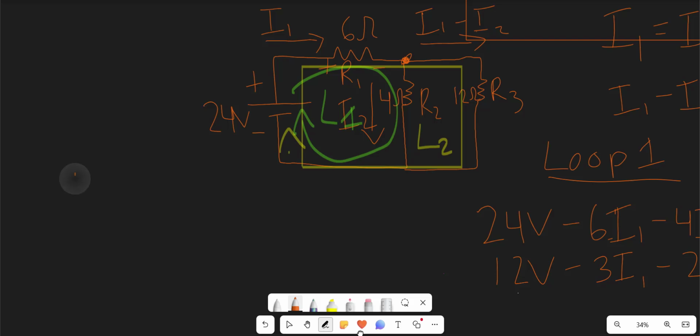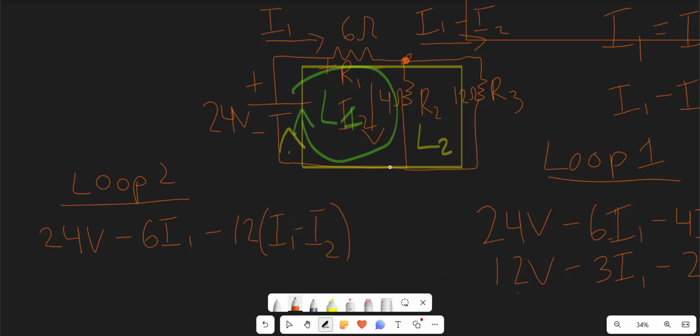So now let's do the same for loop 2. So once again, we're going to start at the 24 volt battery source. So that's going to be a voltage rise, which will be 24 volts. And we're going to go through R1, which is going to be a voltage drop of 6 I1. And we're going to go past the node here, go through R3, and it has the current I1 minus I2 flowing through it. So this is going to be 12 times I1 minus I2, and that is our last circuit element.